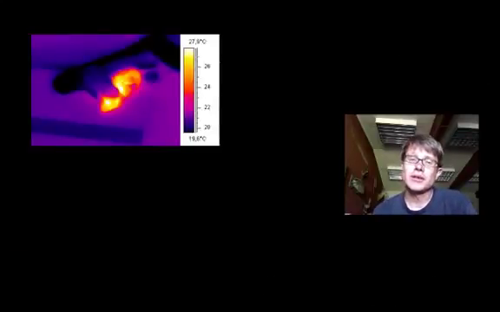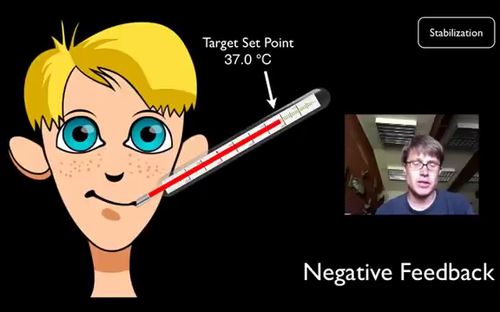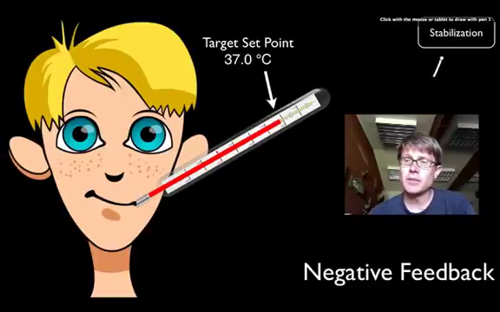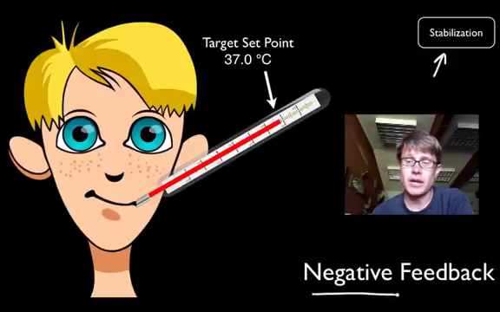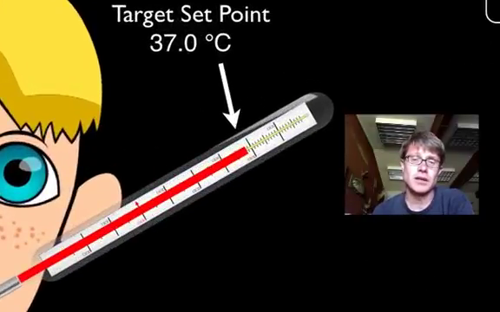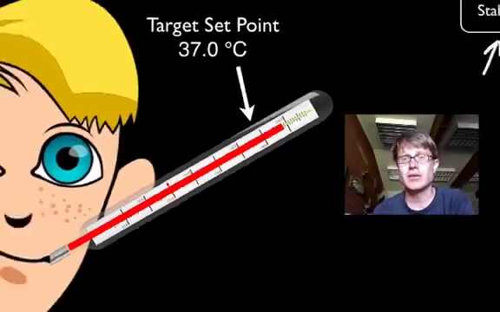So let's see how that works in a mammal. In humans, we use a negative feedback loop to maintain our constant body temperature. Our constant body temperature is around 37 degrees Celsius, or about 98.6 degrees Fahrenheit. So let's say we put a thermometer in this kid's mouth and the temperature all of a sudden increases.